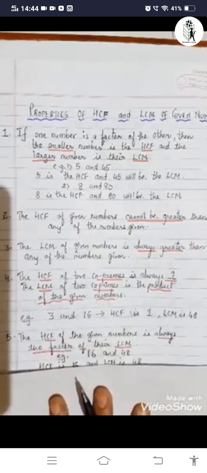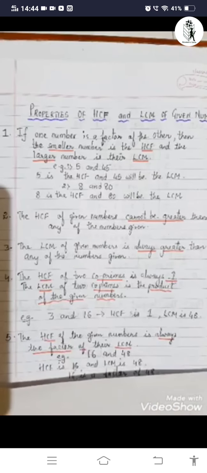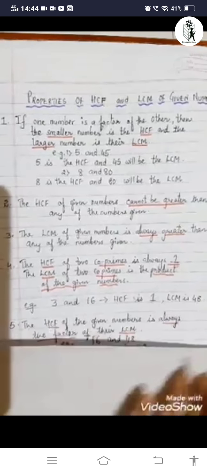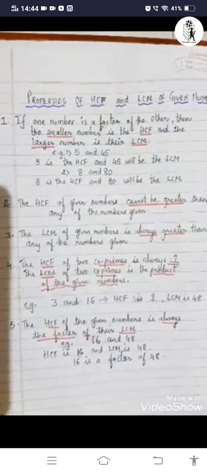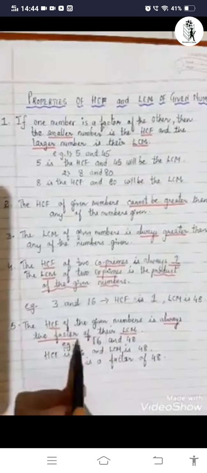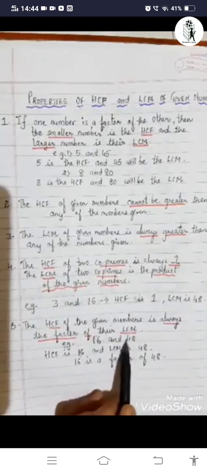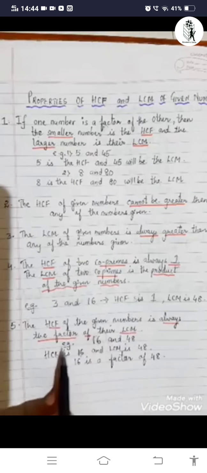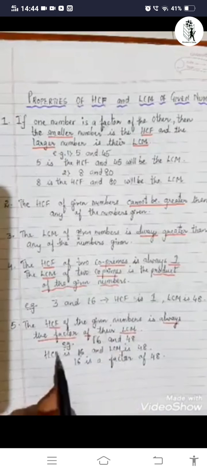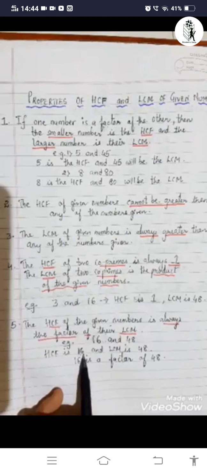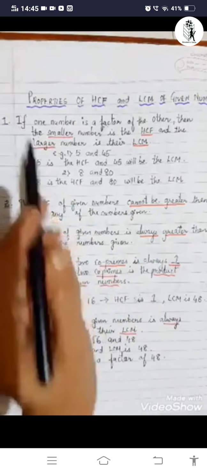Okay, the fifth one is the HCF of the given numbers is always a factor of their LCM. What does this mean? Let me take the example of 16 and 48. Now here, 16 is a factor of 48. So in this, the HCF is 16 according to the first property.